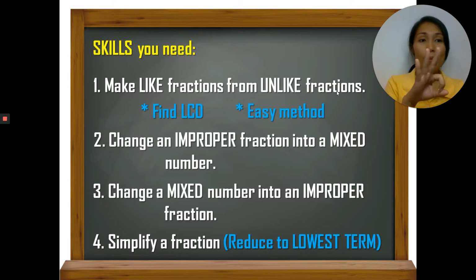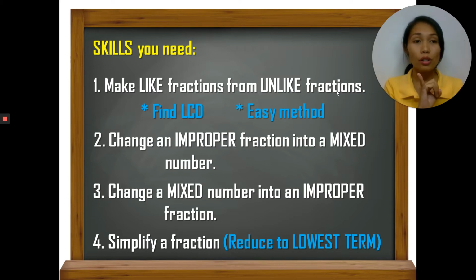Okay, there are three methods that I taught you. The first method is find the LCD, and then by finding the LCD, you can make your new denominator for your new fractions. Okay, and the second method is if the given smaller denominator is a factor of the greater denominator, then you can use that second method that I taught you.